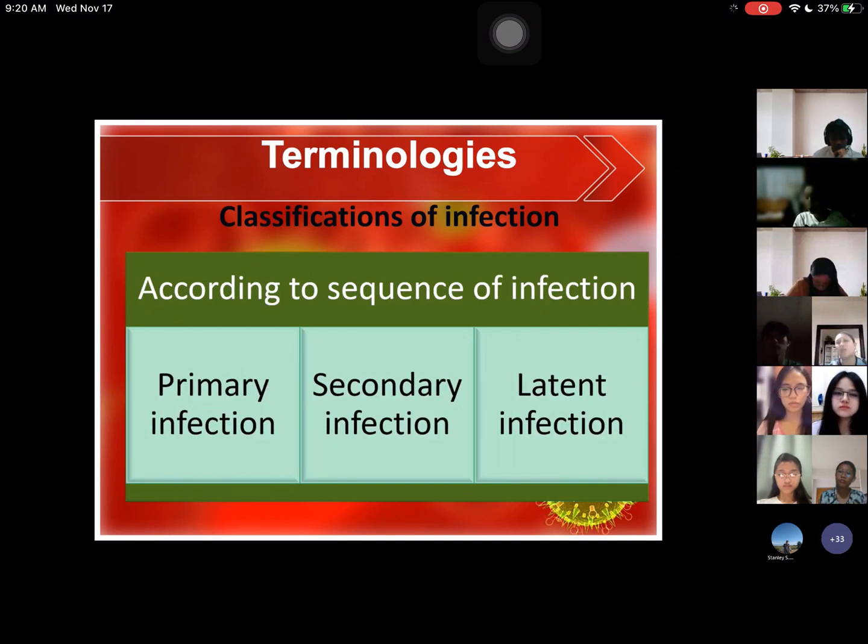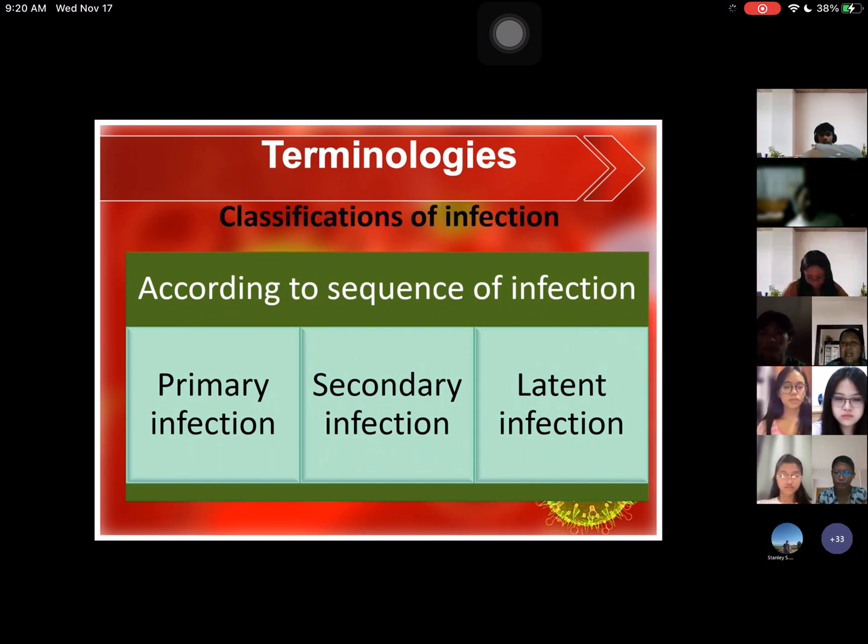Next would be the classification of infection according to sequence of infection. So when you say sequence of infection, it can be interrelated to others. Okay? So first is the primary infection. This is the infection that you have. Okay? And if you are admitted, that is your primary infection. Like for example, if you have the respiratory tract infection, that is your primary infection.